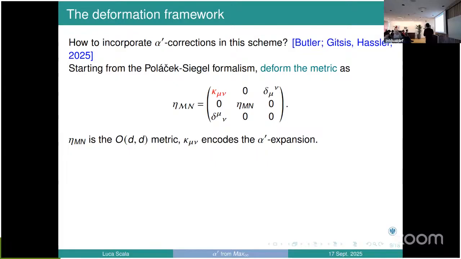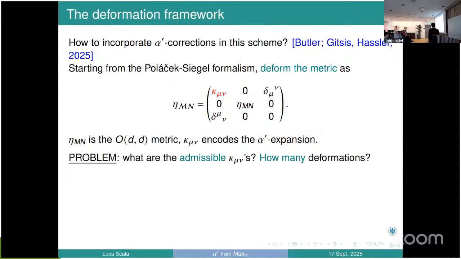Now we want to look at the alpha prime deformation, because this was the main goal. So how do we incorporate alpha prime corrections in this scheme? Based on an intuition of Butter, Achilles and Falk in 2025 showed that you can start from a Polaczek-Siegel formalism and deform the metric, having here an ED invariant tensor kappa that encodes essentially the alpha prime expansion. By means of generalized Cartan geometry, or the Polaczek-Siegel formalism, you can find the first correction in alpha prime to string theories.